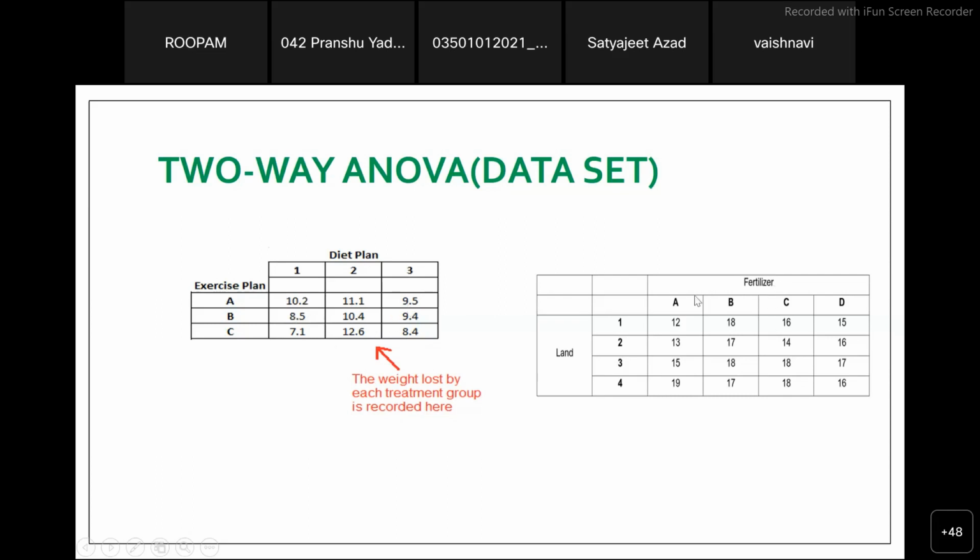Similarly, take the fertilizer you use, let's say for land: A, B, C, and D, the 4 fertilizers you have used, and let's say 4 pieces of land. You try to check their impact on the yield. This is the yield: 15, 18, 16, 15. These are the yields when you were exposed to fertilizer A, B, C, D and land 1, 2, 3, 4. Is there any significant difference in yield or not? If not, then we will continue with any one plan. If there is a significant difference, then further study is required: which fertilizer, and which combination of land and fertilizer, is good? So this is a clue when you design any ANOVA.